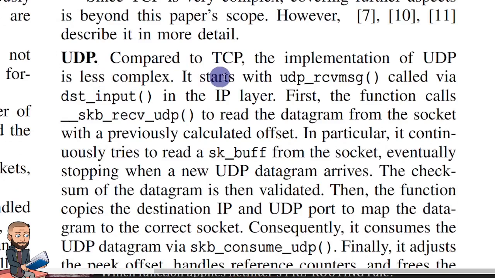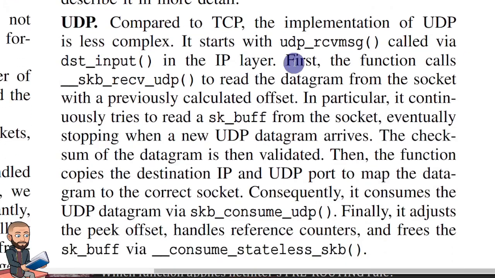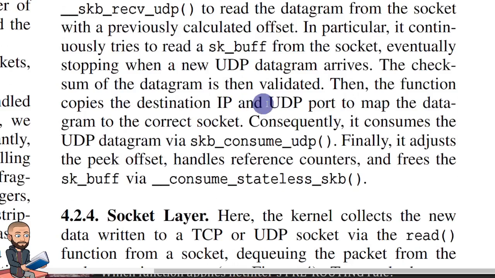UDP. Compared to TCP, the implementation of UDP is less complex. It starts with UDP receive message, called via DST input, in the IP layer. First, the function calls skb receive UDP to read the datagram from the socket with a previously calculated offset. In particular, it continuously tries to read a SK buff from the socket, eventually stopping when a new UDP datagram arrives. The checksum of the datagram is then validated.